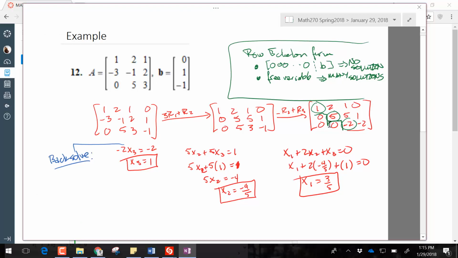Yeah, if we were to keep going with this, that's exactly what would happen, is that these things would become ones, and then you would have zeros. So in fact, now that we know the solutions, we should know the row reduced form of this.